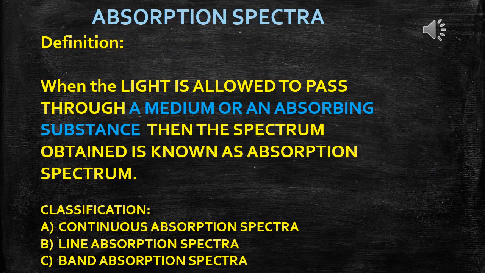The next one is about absorption spectra. Here in the name itself some clue is there. When light is allowed to pass through a medium or absorbing substance, then the spectrum obtained is known as absorption spectrum. That is the definition of absorption spectra. Here there are three kinds of absorption spectra. They are called continuous absorption spectra, line absorption spectra, and band absorption spectra.